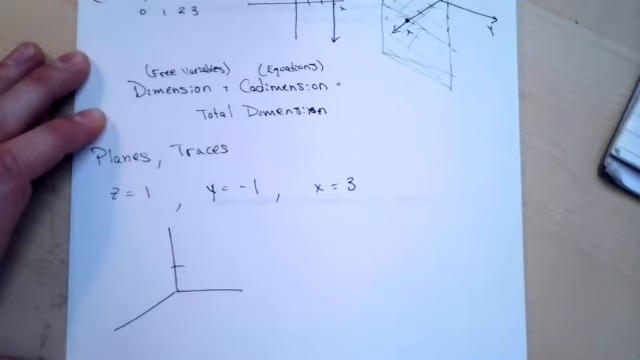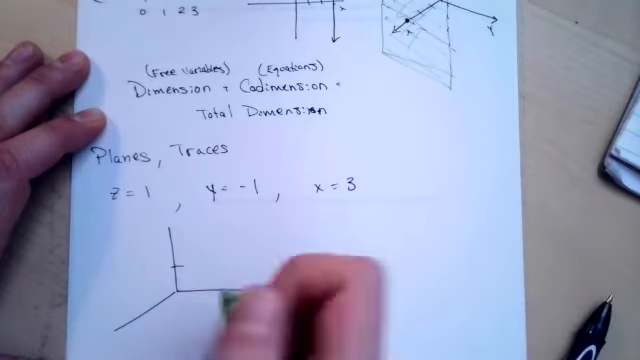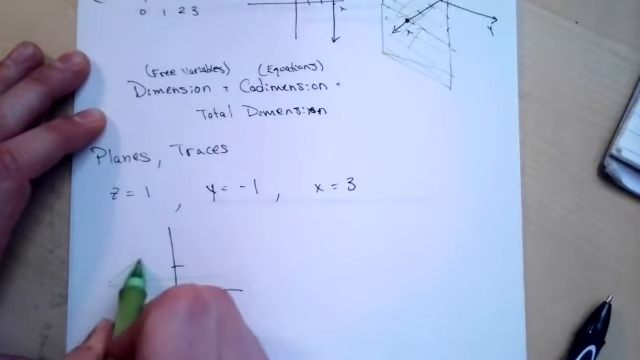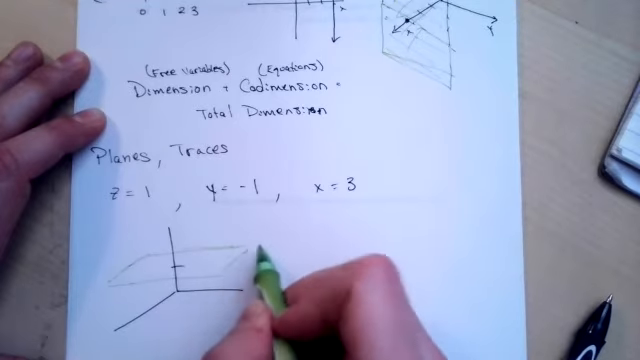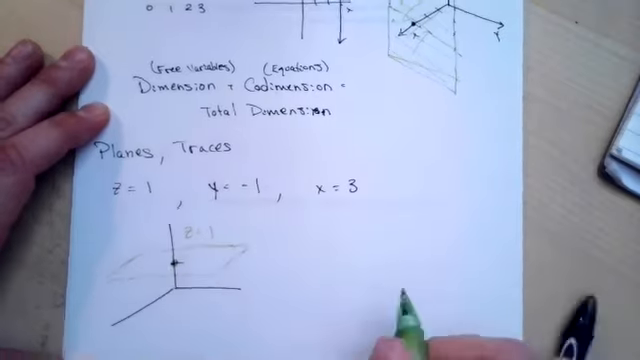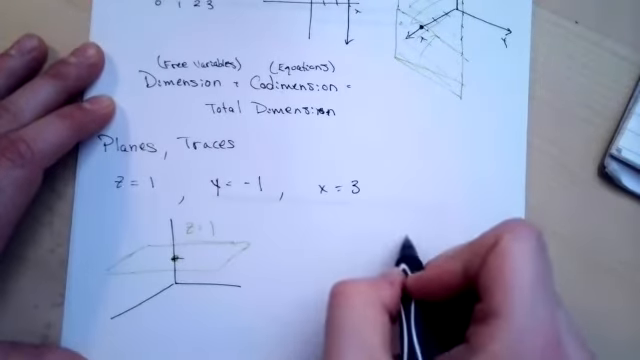we would walk up 1 on z, and then our free variables x and y can be anything. So we would have a horizontal plane through the point z equals 1. Y equals minus 1.